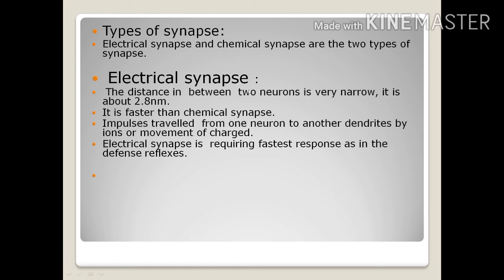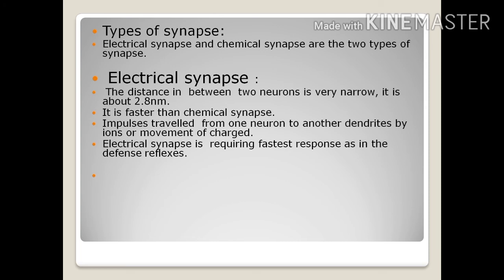Students, this electrical synapse is an important part of our nervous system. It carries the process at the time of an emergency. Suppose in the kitchen we sometimes touch a hot utensil, and suddenly we leave it. At that time the impulses carry from cell to cell very fast, and it happens because the gap between the two neurons is very narrow. It is just about 2.8 nanometer.